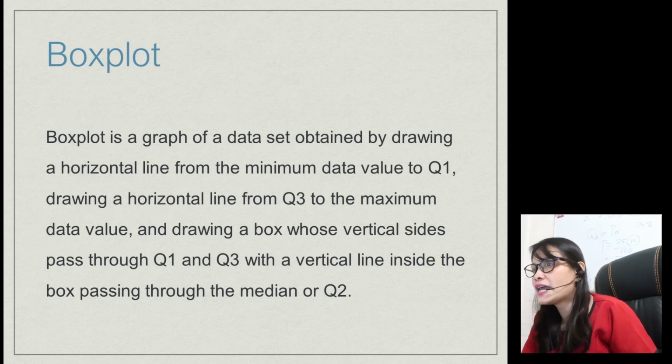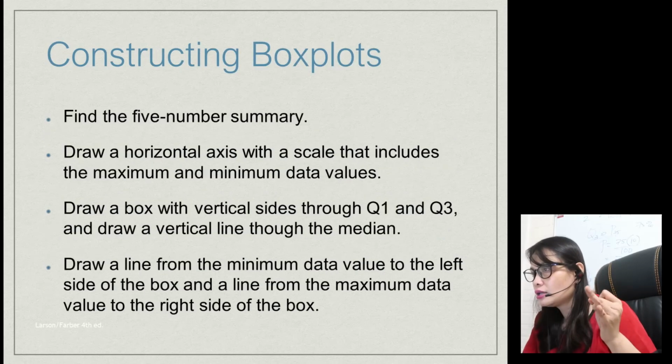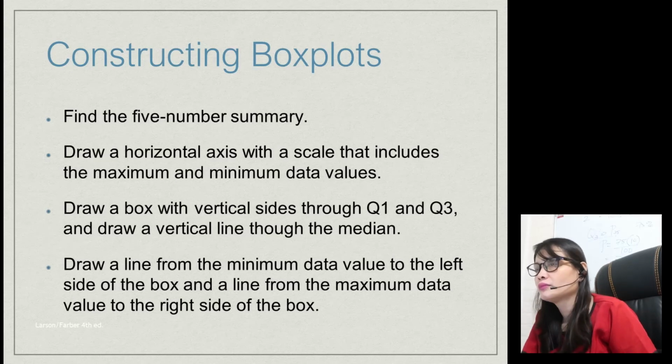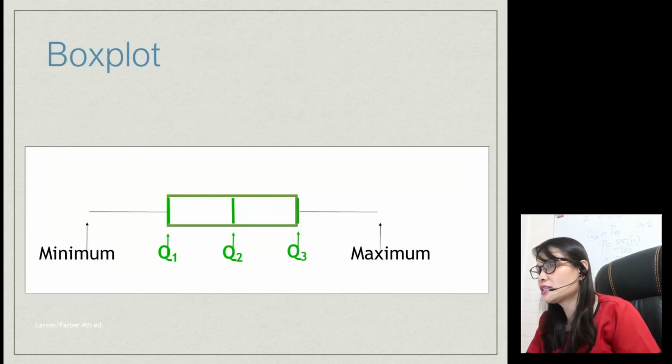So how do we construct boxplots? First, find the 5 number summary. Ano yung 5 number summary? Minimum, Q1, Q2, Q3, and then maximum. Next, draw a horizontal axis with a scale that includes the maximum and the minimum. Draw a box with the vertical sides through Q1 and Q3, and then draw vertical lines. And draw a line from the minimum data value to the left side of the box and a line from the maximum data value to the right side. So I will explain further. There we go. So that's a boxplot.